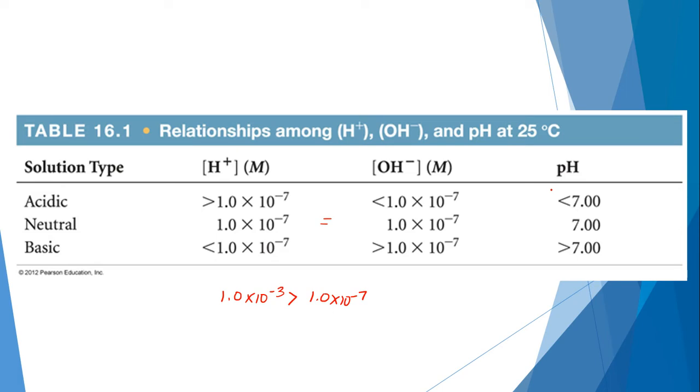Then over here, it summarizes what we talked about with pH. If it is less than 7, it's acidic. If it's equal to 7, it's neutral. And if it's greater than 7, it's going to be a base.